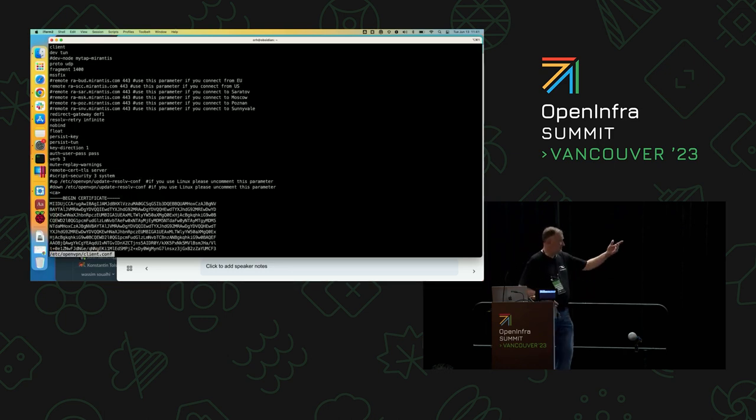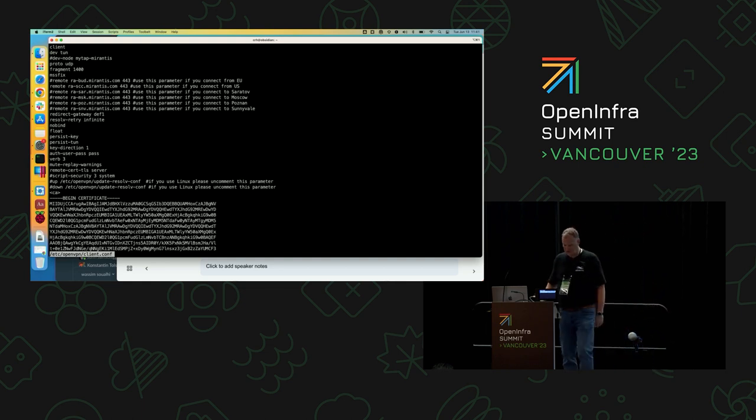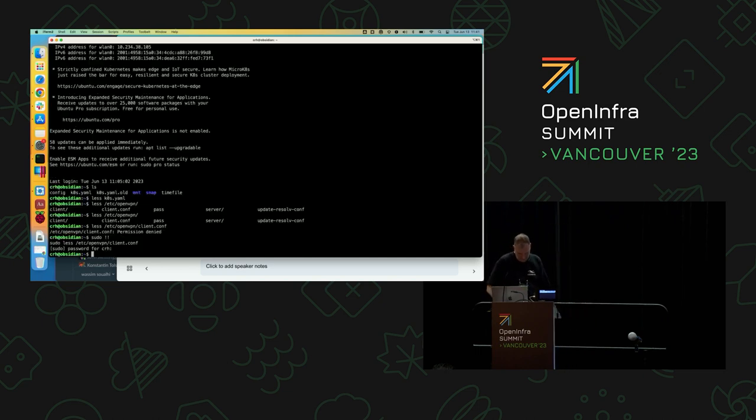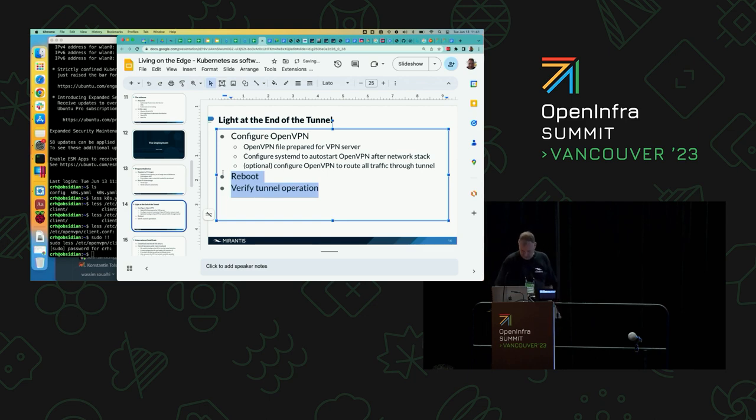So this is a standard OpenVPN file that you probably get from your network administrator, or you create it when you are building your own tunnel OpenVPN server. So that's that. And also after the reboot, verify the tunnel operation. It's important to make sure that it does come up again.